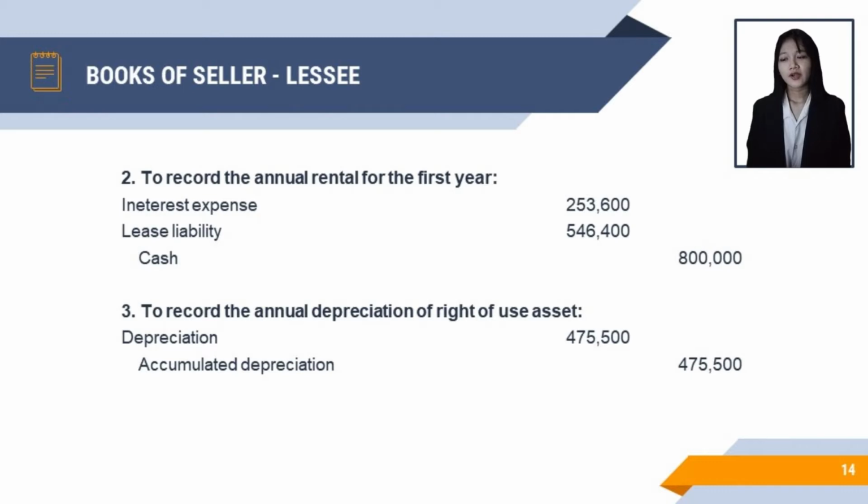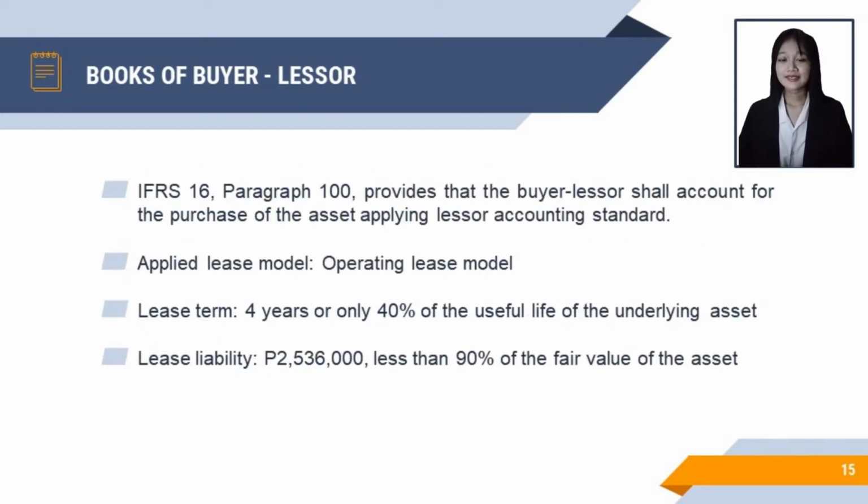Third is to record the annual depreciation of the right-of-use asset. Debit depreciation expense for 475,500 and credit accumulated depreciation for 475,500 as well. Our right-of-use asset of 1,902,000 is just divided by our 4-year lease term. Next is the books of the buyer-lessor.